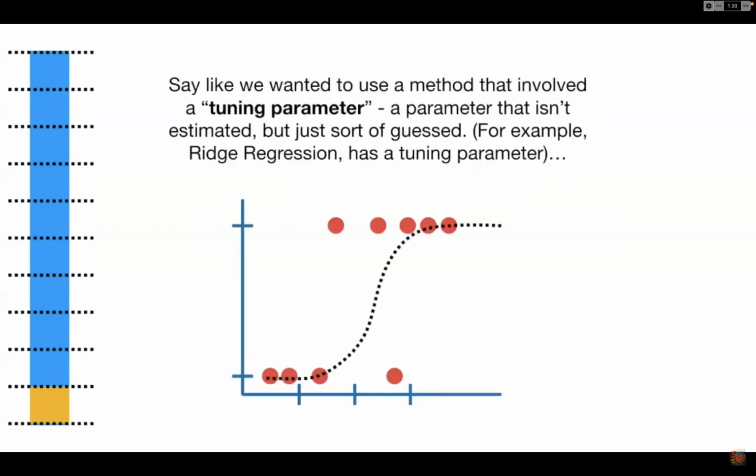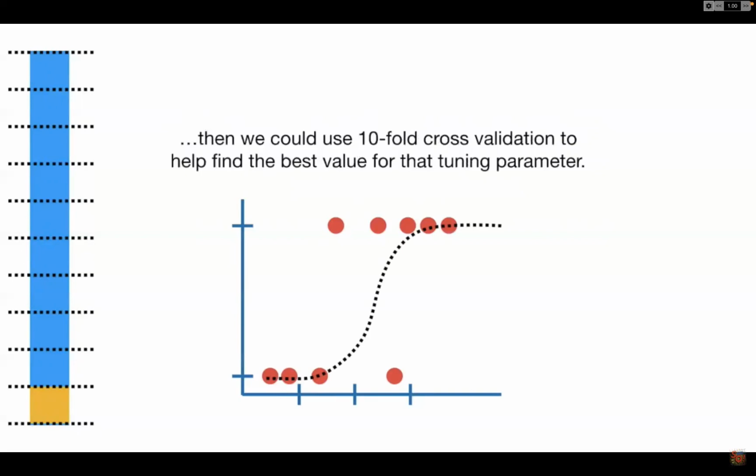One last note before we're done. Say we wanted to use a method that involved a tuning parameter, a parameter that isn't estimated but is just sort of guessed. For example, ridge regression has a tuning parameter. Then we could use 10-fold cross-validation to help find the best value for that tuning parameter. Tiny bam!